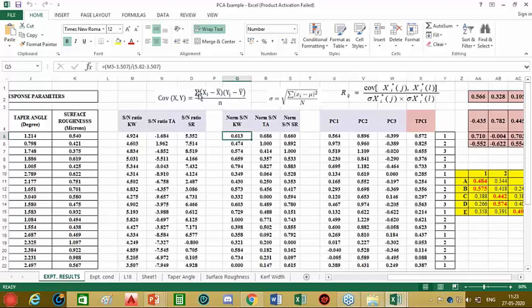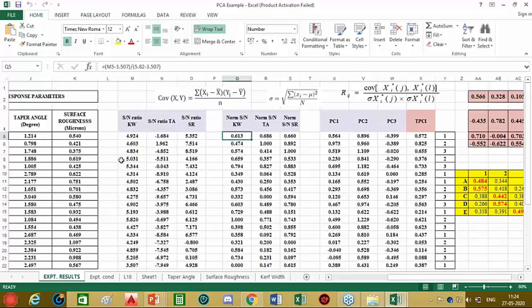What we have to do here is the summation of xi minus x bar, where x bar is the average value of that particular column. So x is the first variable and y is the second variable. We take the summation of the product of the difference between that particular value and the average value of the first variable, and the difference between the actual value and the average value of the second variable, divided by the number of data points. In our case it is 18.